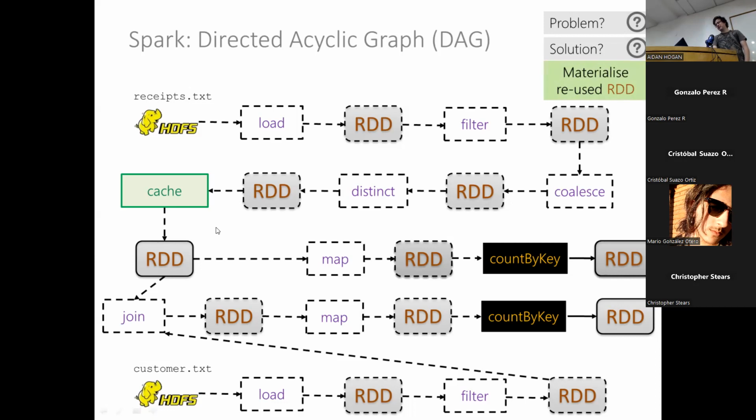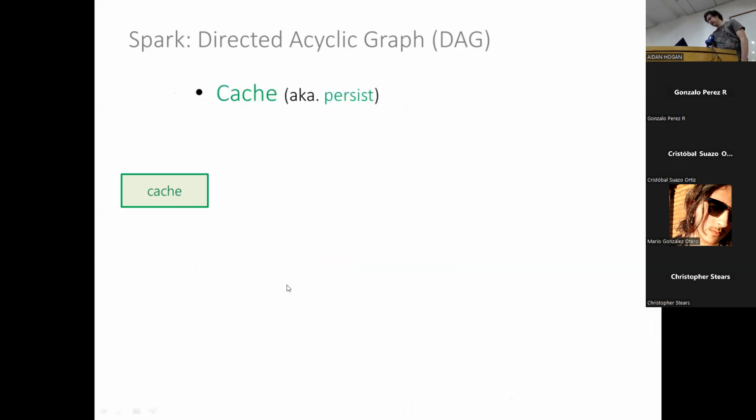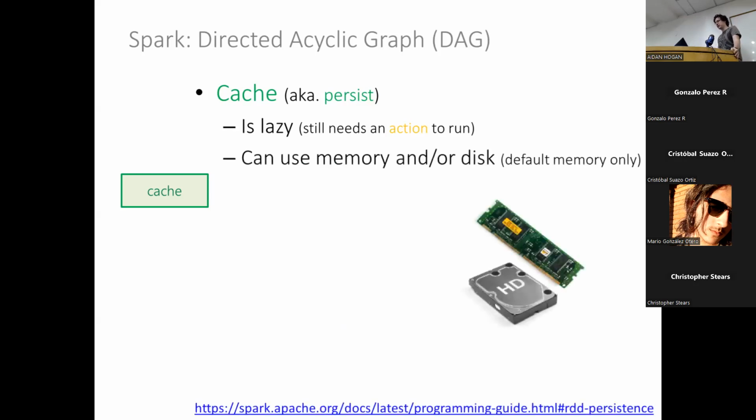So this is cache. Cache is nothing more than materialize this RDD, so we can use it multiple times without having to recompute it. It's called cache, or sometimes persist. Cache is still lazy, so it still won't run anything because there's no external action on cache. It has to store it in memory somewhere, but that's still internal to Spark, in some RDD in memory or on disk. So it still needs an action to run.